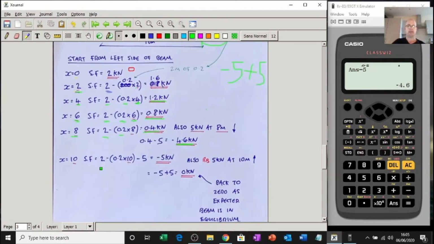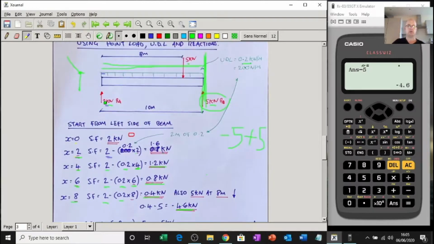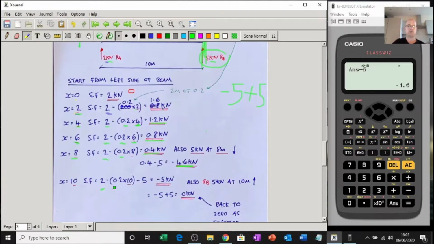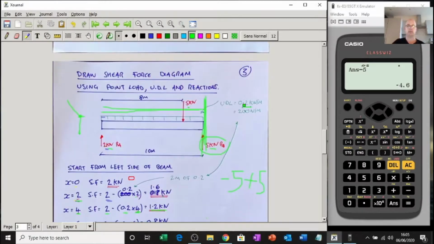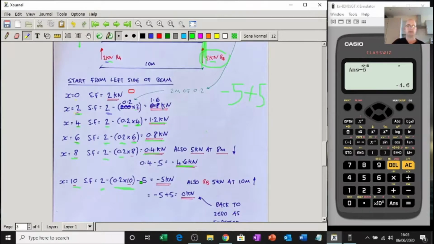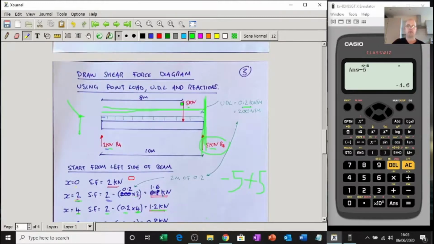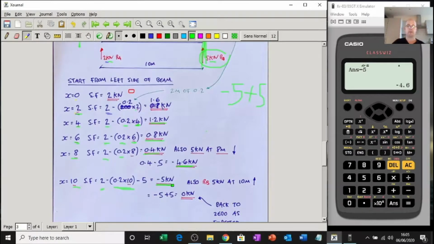So at x equals 10, I've got my 2 as normal. I've got 10 meters worth, because I'm 10 meters in, of my 0.2 kilo UDL. Take away the 5, which is that one there. So here's my first point, -5. So 2 take away 0.2 times 10 gives me -5 as well. Don't forget that. So I can get 2 points at -5.